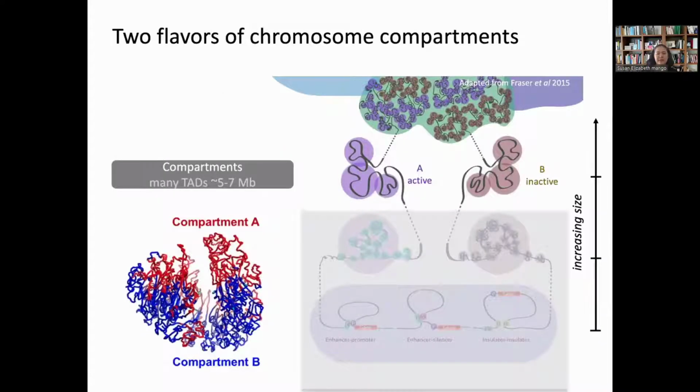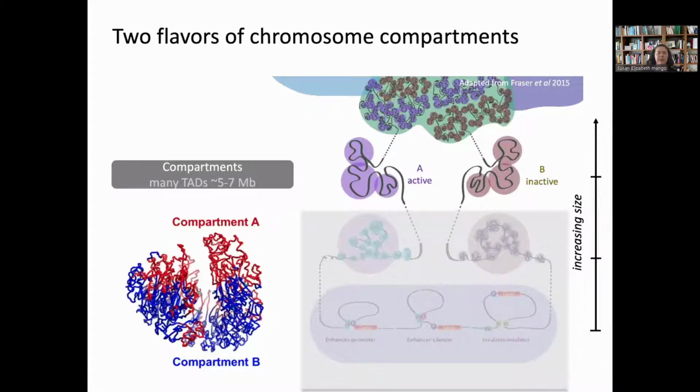The next level of organization is these compartments. Here on the left is a simulation of how compartments may look. The idea is that a single chromosome can be divided into 2 compartments, A or B. The red here represents the A compartment. It's a little more internal, and the B here is this blue.